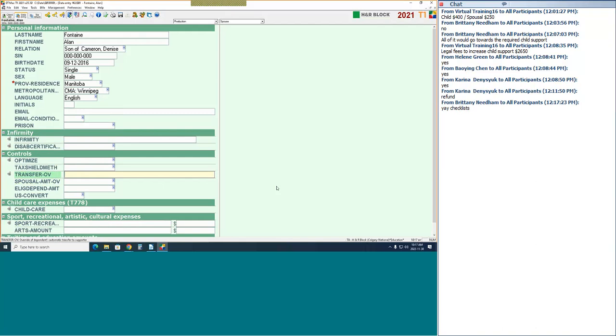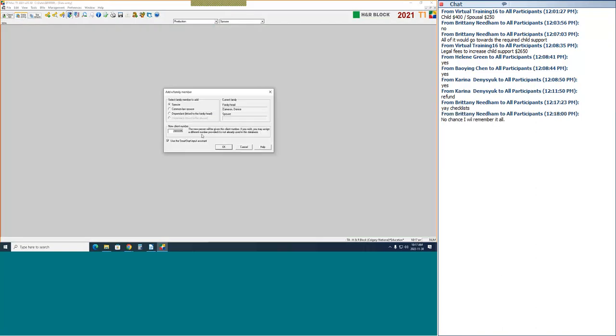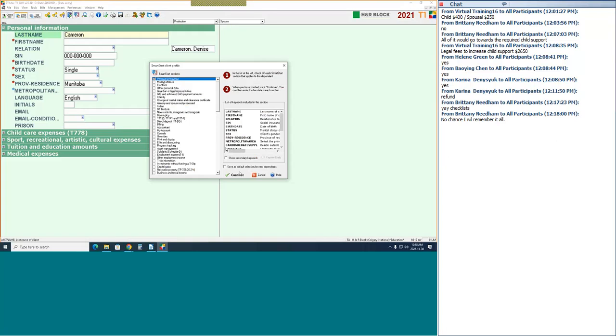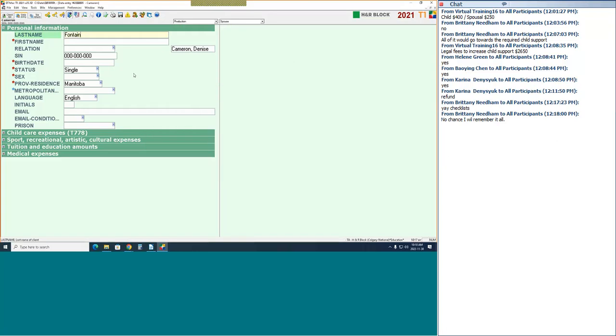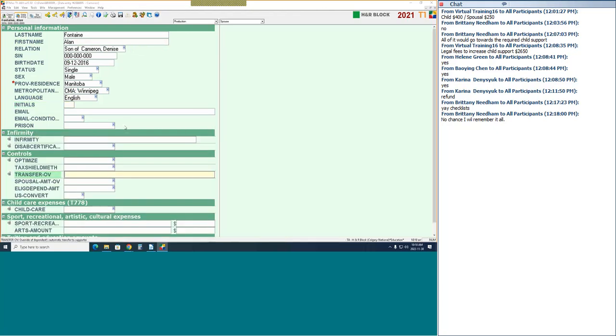Good. I'm going to add the complication just a little bit. I don't want you to do this because I will be deleting it. What if, in addition to Alan, she had another child? I'm going to say Sarah. Pick a birth date for Sarah: 15 of January, 2006. Now she has Alan Fontaine and Sarah Fontaine.